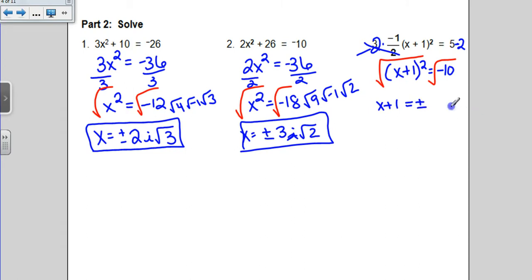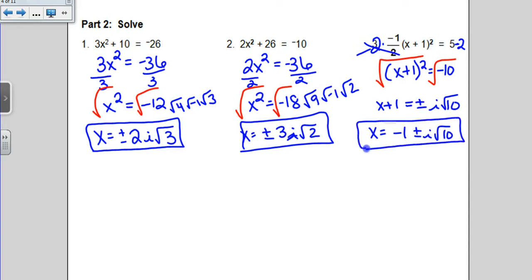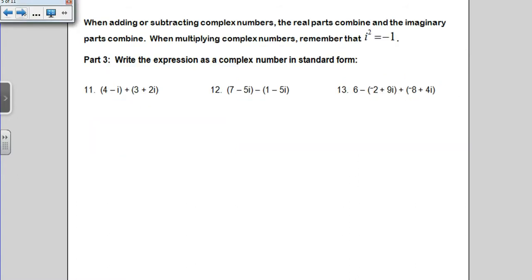10 doesn't break down, but the i can come out of the radical. So we have i square root of 10. And then our last step, as weird as it looks, is just to subtract the 1 over to the other side. So you have a negative 1 plus and minus i square root of 10. So this is one of the cases in math where if something doesn't simplify, it actually makes your life a little bit easier because it's less work.